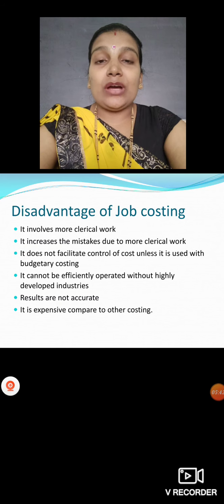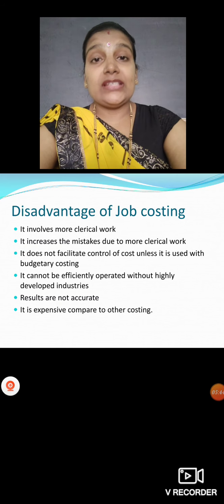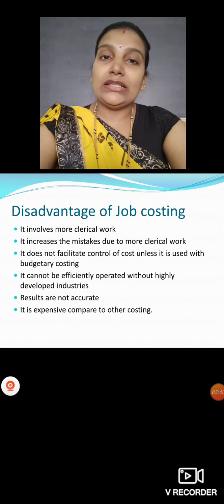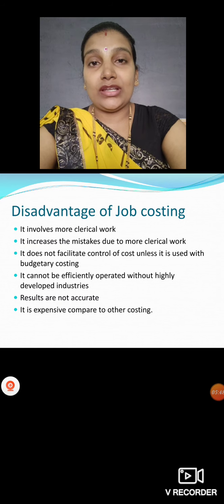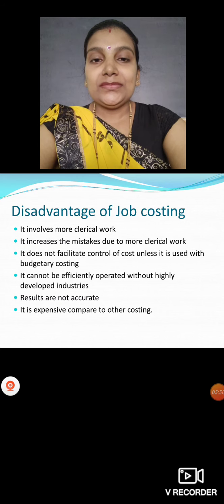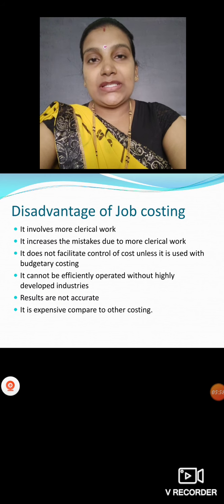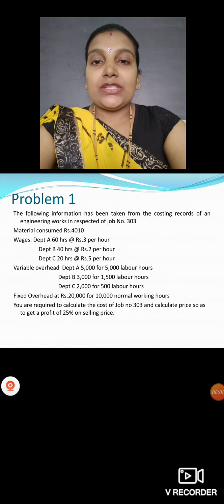It is expensive compared to other costing. Job costing is very expensive compared to other different costings. We all know other costings, right? Job costing, output costing, process costing, service costing. Compared to all that, job costing is a little expensive. So we'll see the first problem on this.